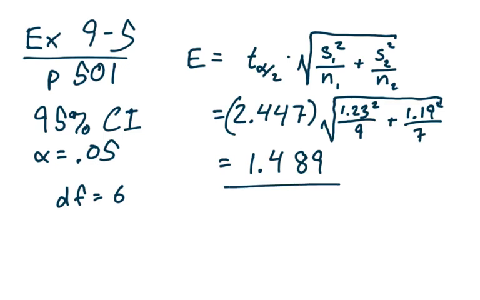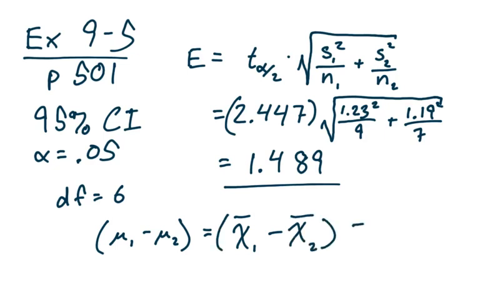And then what we do on top of that is we'll say it like this. I'll say mu subscript 1 minus mu subscript 2. That's going to be equal to x bar 1 minus x bar 2, plus or minus the margin of error. Okay. Now remember, that's not technically proper, so this is actually going to be a double inequality. But here, I'll just write down what we had.